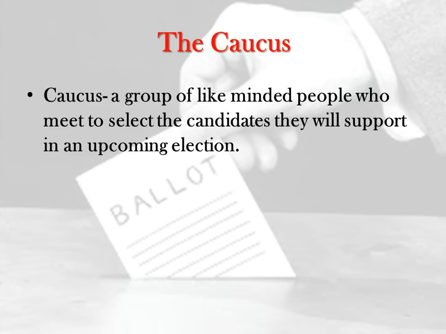As a nominating device, a caucus is a group of like-minded people who meet to select the candidates they will support in an upcoming election. The first caucus nominations were made towards the end of the colonial period, probably in Boston in the mid-1720s. One of the earliest descriptions of a caucus can be found in John Adams' diary, in an entry he made in February 1763.